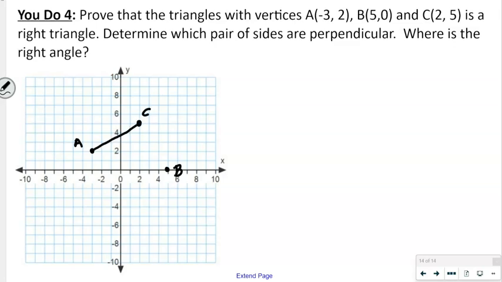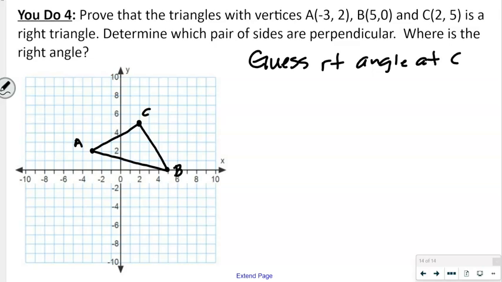So we are going to check this one. Now, where would you guess this time? Where's your guess? I would guess that the right angle is at C. Okay. So this time we're going to look at what? AC and BC. Can y'all see that?